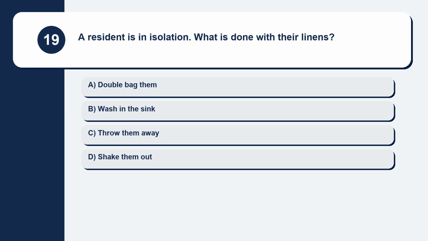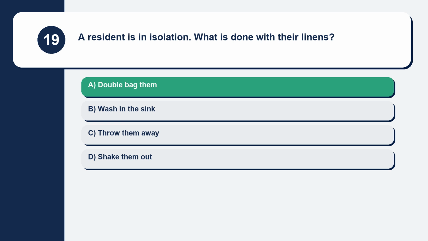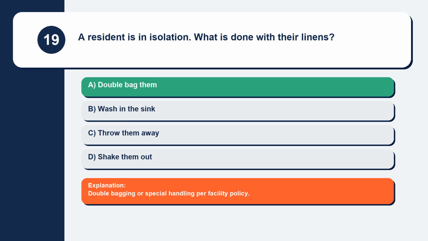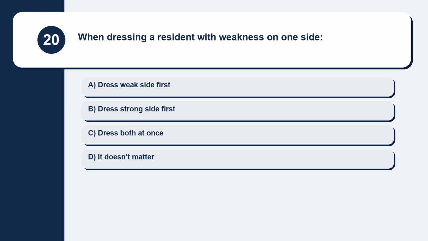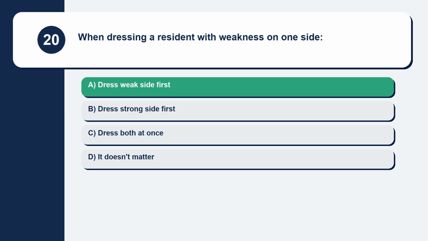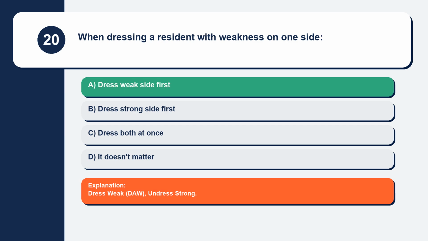Question 19. A resident is in isolation. What is done with their linens? Double bag them, wash in the sink, throw them away, shake them out. Double bagging or special handling per facility policy. Question 20. When dressing a resident with weakness on one side, dress weak side first, dress strong side first, dress both at once, it doesn't matter. Dress the weak side first, then the strong side.